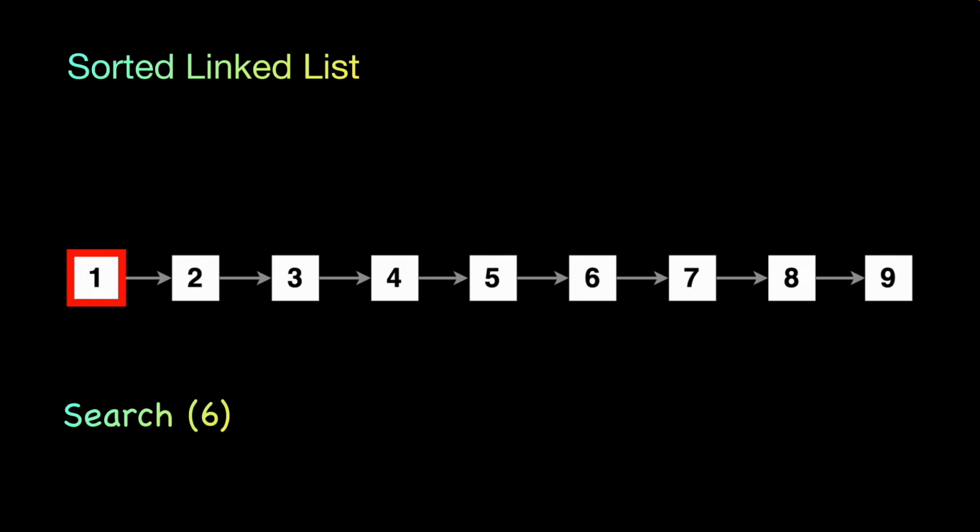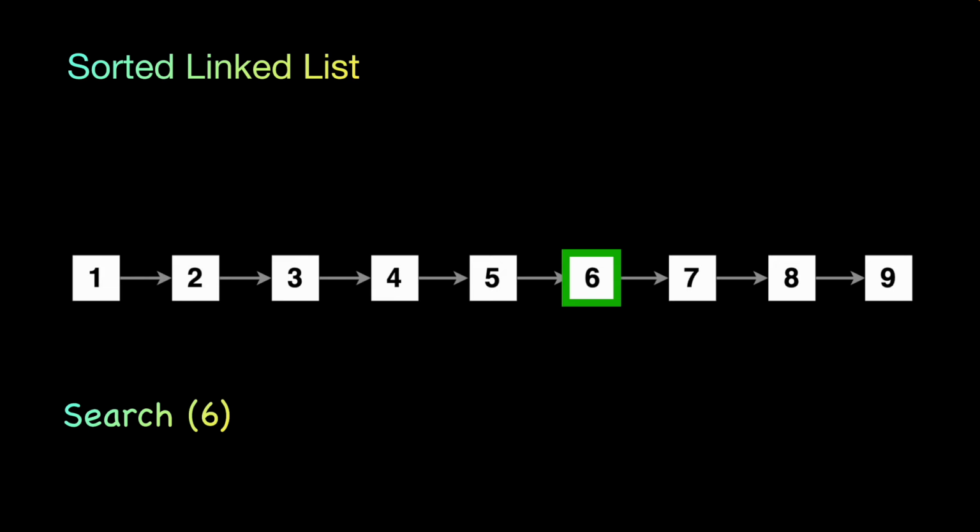Is 1 equal to 6? No. So we move to the next node. Is 2 equal to 6? No. We move to the next node, right? And like this, we keep on searching for every element till the time we find 6. Is it equal to the number 6 that we are searching for? Yes. So we have found the number 6 in the linked list.